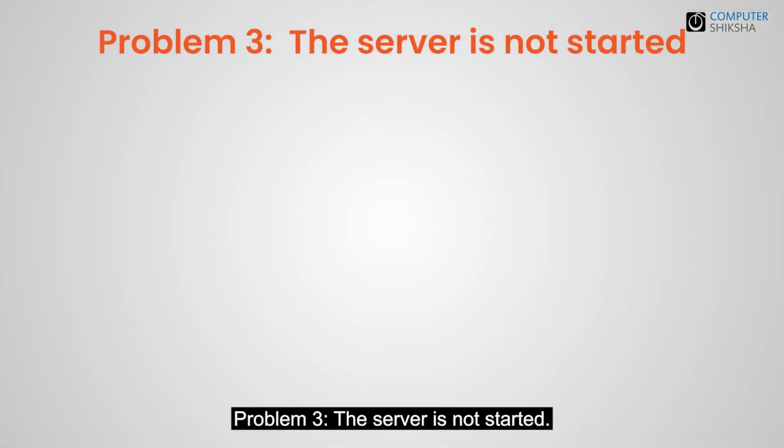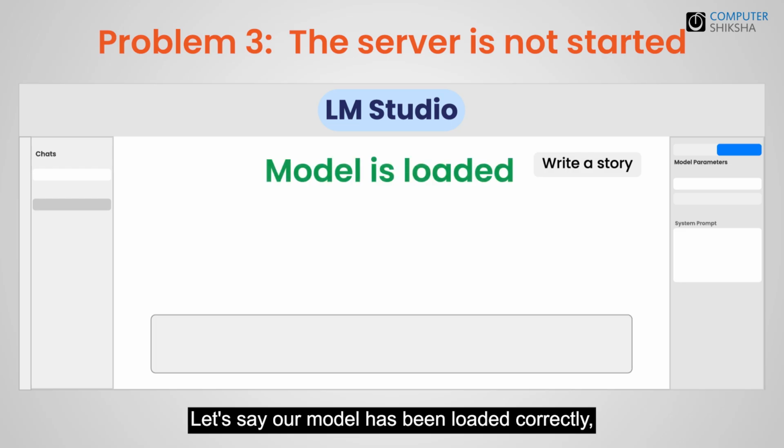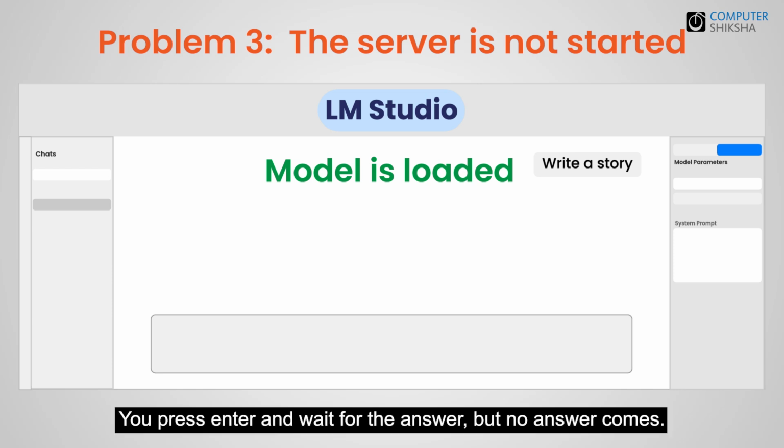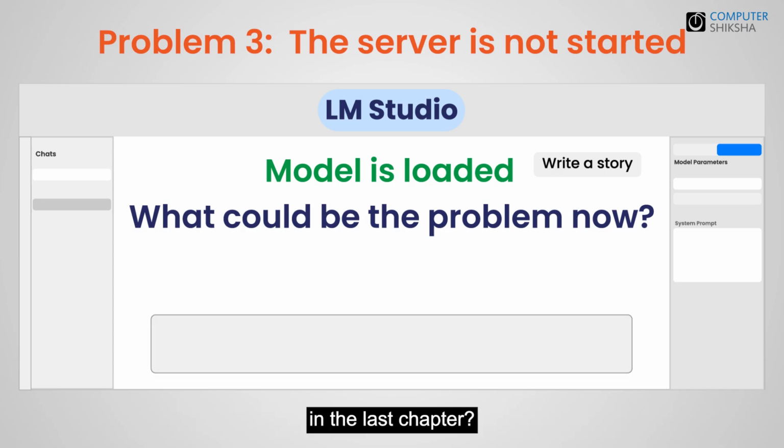Problem 3. The server is not started. Now students, let us talk about another situation. Let's say our model has been loaded correctly, but still nothing is happening. You write your prompt in VS Code, you press enter and wait for the answer, but no answer comes. In such a situation, what could be the problem? Do you remember what we learned about the server in the last chapter?